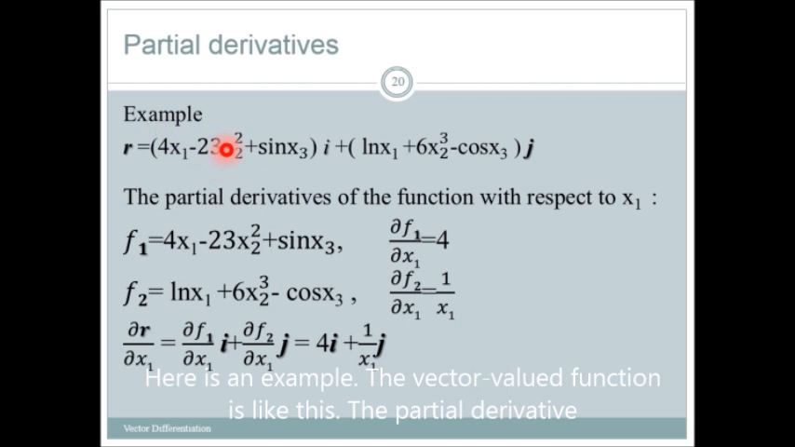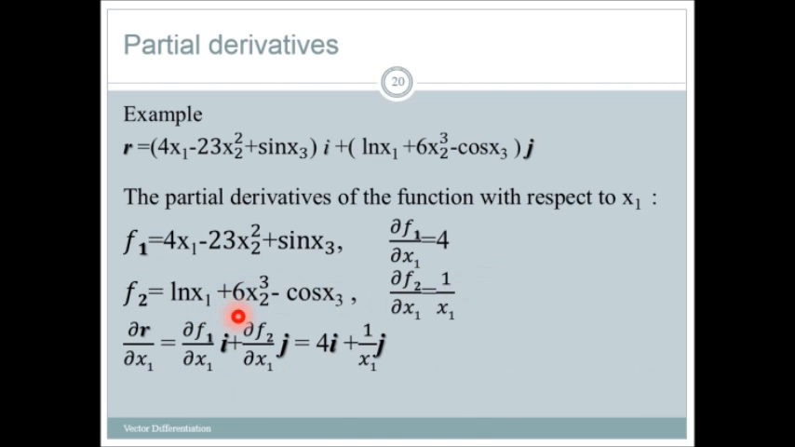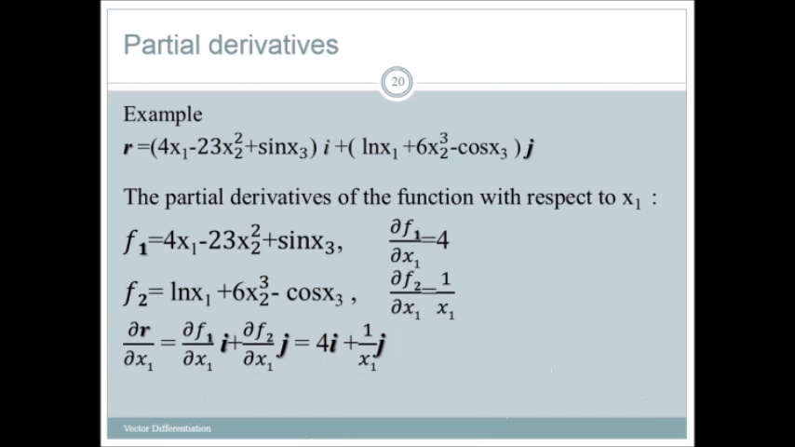Here is an example. The vector-valued function is like this. The partial derivative of the real-valued function f1 with respect to x1 is 4. The partial derivative of the real-valued function f2 with respect to x1 is 1 divided by x1. So the partial derivative of the function r with respect to x1 is like this.